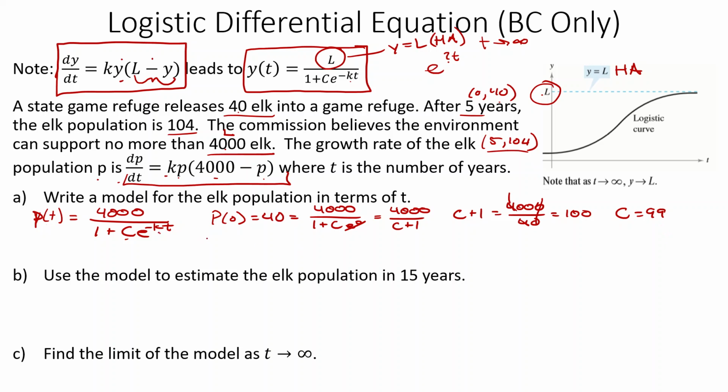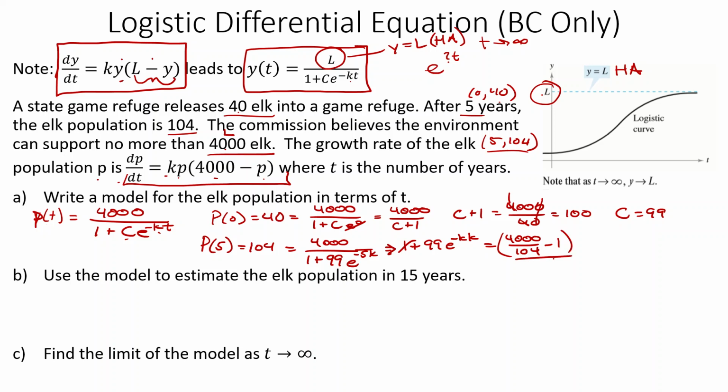So we know P of 5 is 104. So we got 4,000 over 1 plus, now we plug in the C, we know that, 99 e to the negative K times 5. So negative 5K. And now it's just a matter of solving this. So we multiply this up, divide this down. We get 1 plus 99 e to the negative 5K equals 4,000 over 104. Subtract 1.